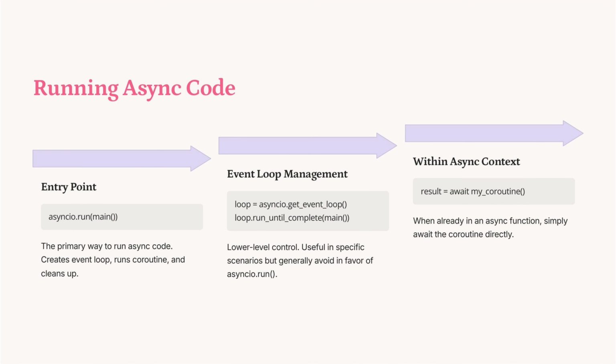Running async code efficiently involves using asyncio.run as the primary entry point. It creates an event loop, executes the coroutine, and handles cleanup. For lower-level control, loop.run_until_complete can be used, though it's less recommended. Within an async context, directly await the coroutine for seamless execution.